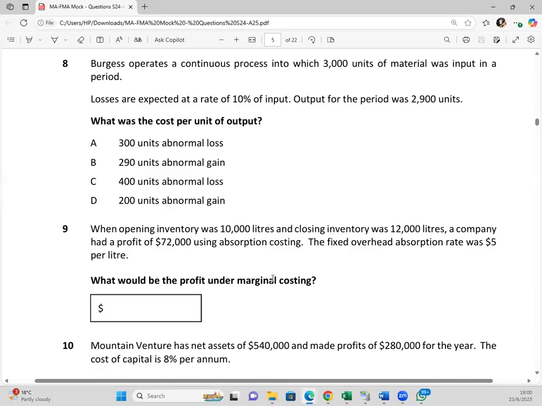The basics is to first of all understand whether the inventory increased or decreased. If the inventory is increasing, absorption costing reports a higher profit. If it's decreasing, it reports a lower profit.